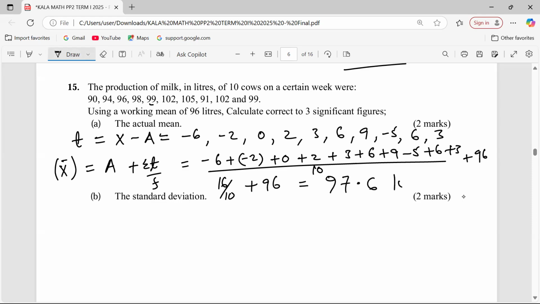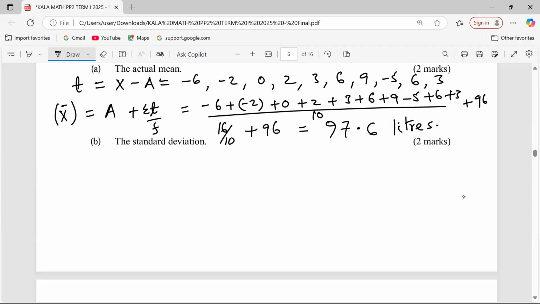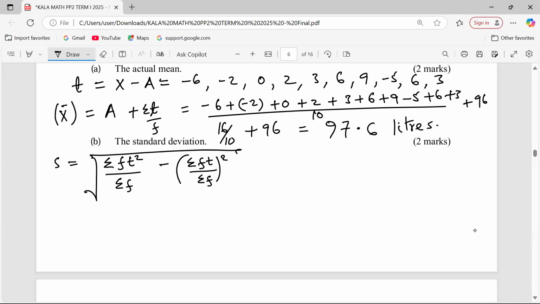97.6 liters of milk. That is the mean. With this, we can talk about the standard deviation. For us to get the standard deviation, which is S, we need first to get the variance, which is the sum of f t squared out of the summation of f, minus the summation of f t over f, then this part should be squared. And now that we need standard deviation, we take the square root of the variance that way.